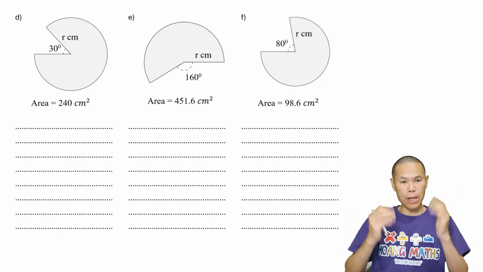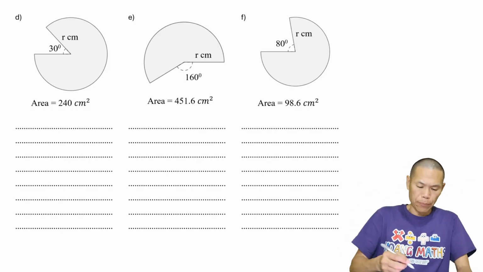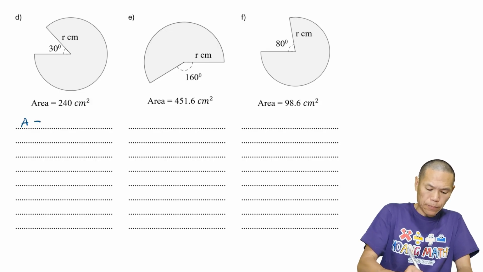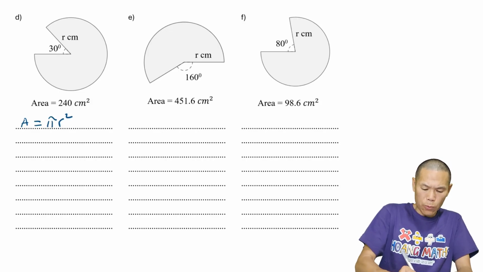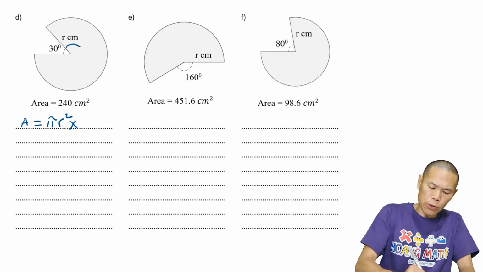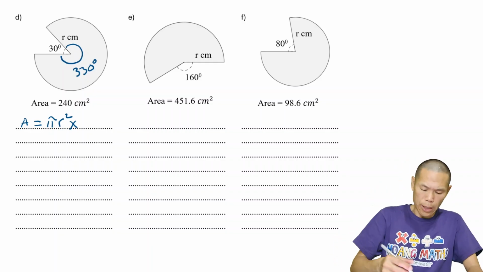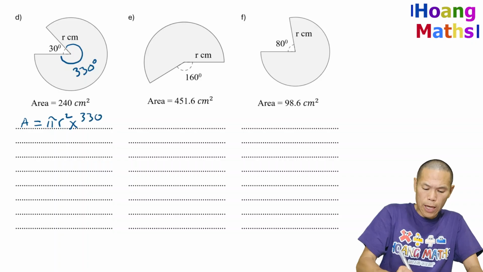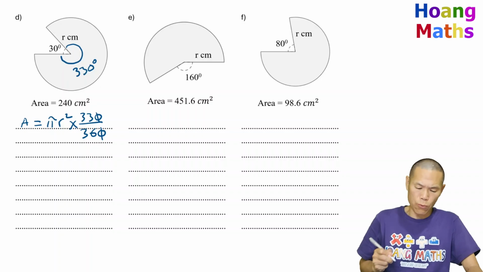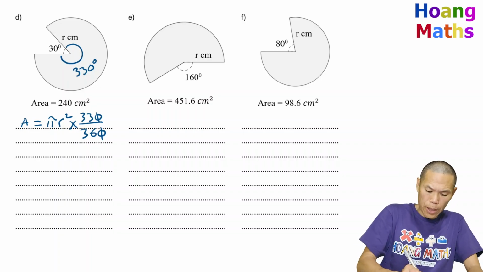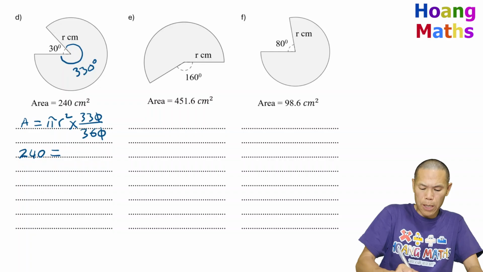Hi there, I'm back. How do you go? So part D. So we know that area is pi r squared with times pi. So we know that from here to here is 330 degrees. Because 360 minus 30 is 330. So we times by 330 out of 360. Of course, we can cancel this 0 out if you wish. So the area is 240 is give me pi r squared times 33 out of 36.